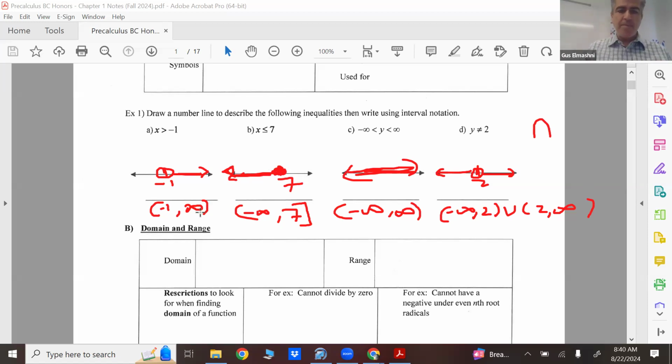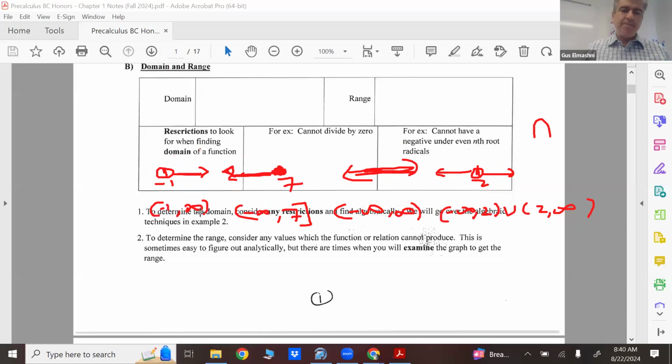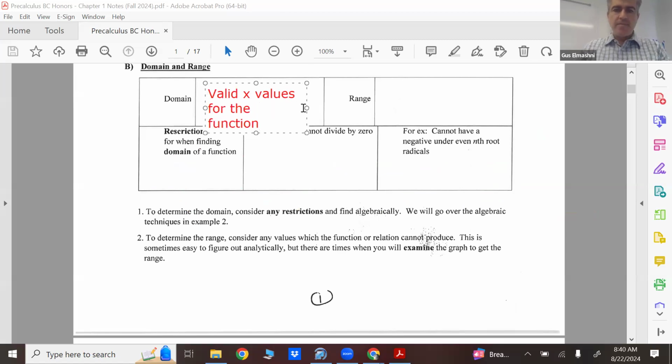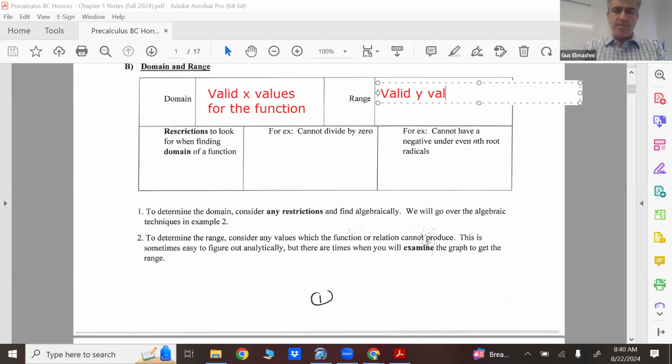All right, let's keep moving. Key terms: domain, I think it's pretty obvious what that is. Let me put it in a text box. That's going to be the valid x values for the function. And the range will be the valid y values for the function.